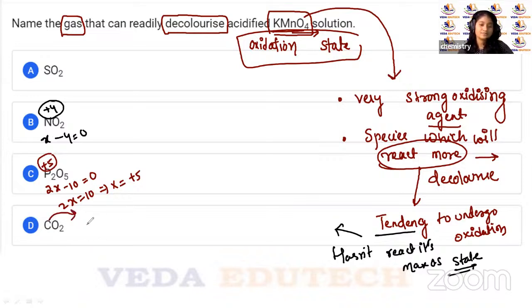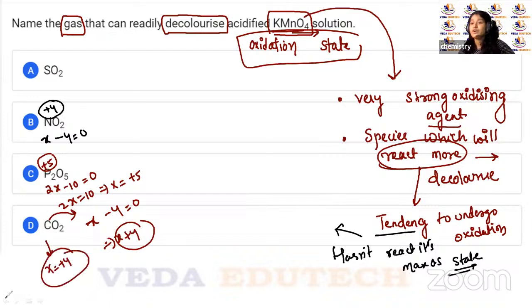Now this again, x minus 4 equals 0, which implies x equals plus 4. So this has also already reached. This is also not going to show, right? So which one is going to show then, children?